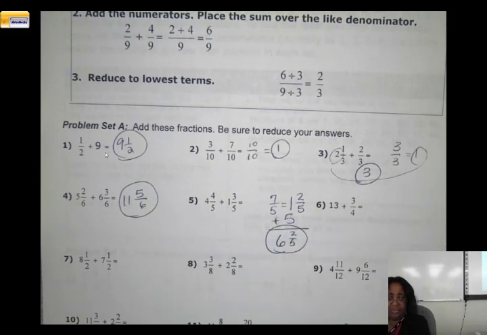What's the answer to number 16? What's number 16? Hello? Number 6 here on page 2. Page 2, number 6.